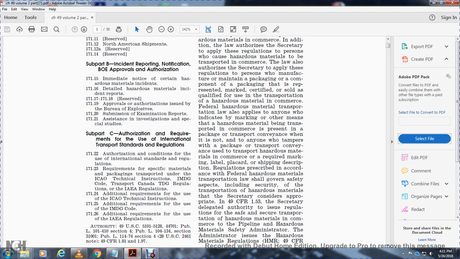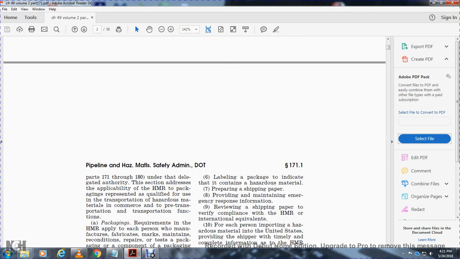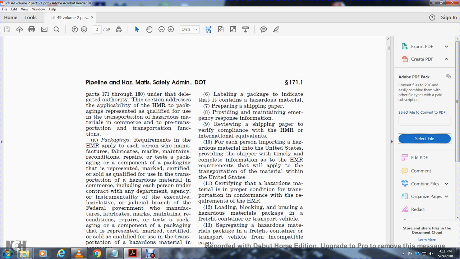The administration issues the Hazardous Materials Regulations, HMR, in Title 49 CFR Parts 171 through 180. Other delegated authority is addressed in the Hazardous Materials Regulations for packaging represented as qualified for use in the transportation of hazardous material in commerce. Pre-transportation and transportation functions and packaging requirements in the Hazardous Materials Regulations apply to each person who manufactures, fabricates, marks, maintains, reconditions, repairs, or tests packaging or a component of packaging that is represented, marked, certified, and sold as qualified for use in the transportation of hazardous material in commerce.